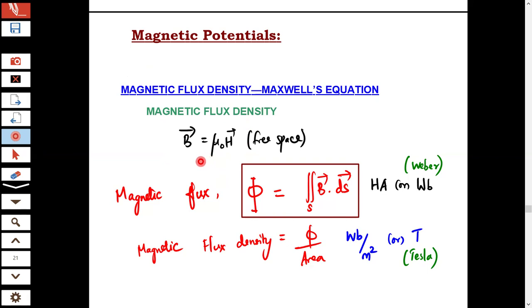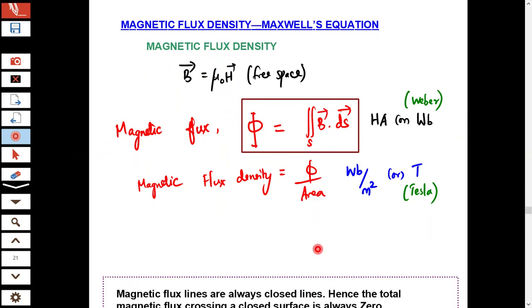If we consider free space, magnetic flux density can be written as mu naught times vector H, where B is magnetic flux density and H is magnetic field intensity. From this density, we can relate the magnetic flux. Magnetic flux can be said as the integration of flux density over a given surface area, or we can say magnetic flux density is the magnetic flux per unit area.